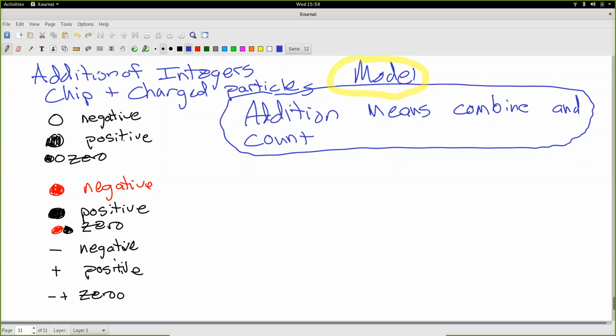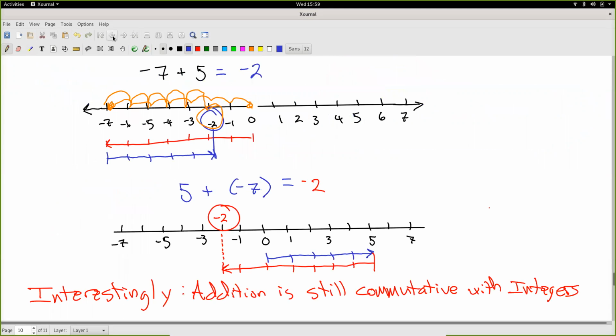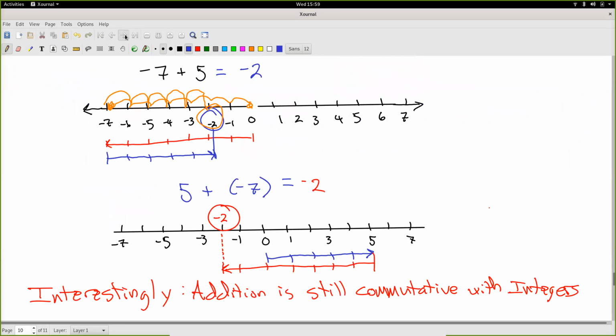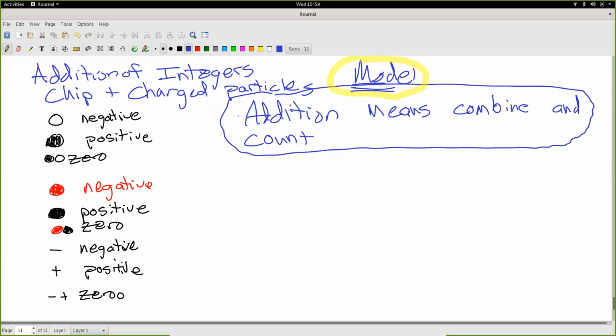Or if we're using the chips and the charged particle, we got to say which symbol is a negative, which symbol is a positive, or which thing, if we have physical things in the classroom, is a negative, which is a positive, and a reminder about what a 0 is. So you have to have a key, and then you have to have a definition for what the operation means. So in this case, addition means combine and count. With the number line, addition meant the arrows are combined front to back starting at 0. So we need essentially two big things in order to do any model, any operation. We need a definition of what it means to put stuff together, and we need a key for what we are putting together.